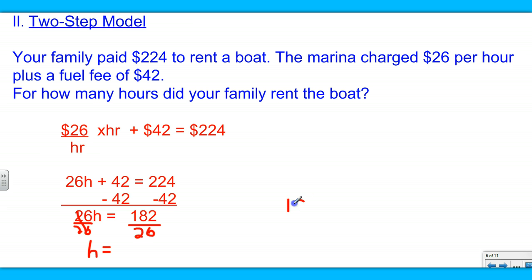Again, the top is being divided by the bottom. Top dog goes in the doghouse. When you do the division, you might need to go over here and do some scratch work. Try to beat me to it. And 7. Very good. So 7 hours is the number of hours that the family paid to rent a boat.